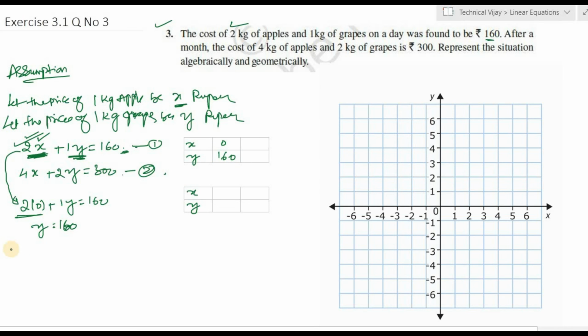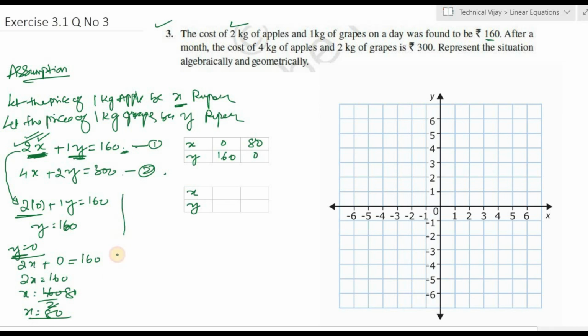Now we will put y equal to 0 in the same equation. So 2 into x plus 0 is equal to 160. So 2x is equal to 160. x is equal to 160 divided by 2, so this is 80. So x is equal to 80 when y is equal to 0.